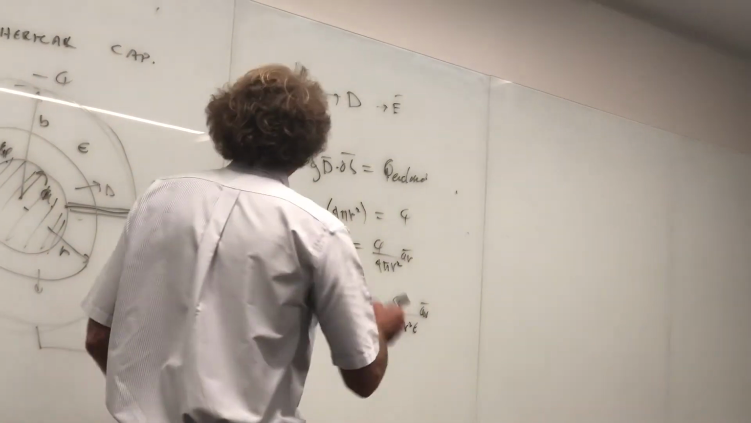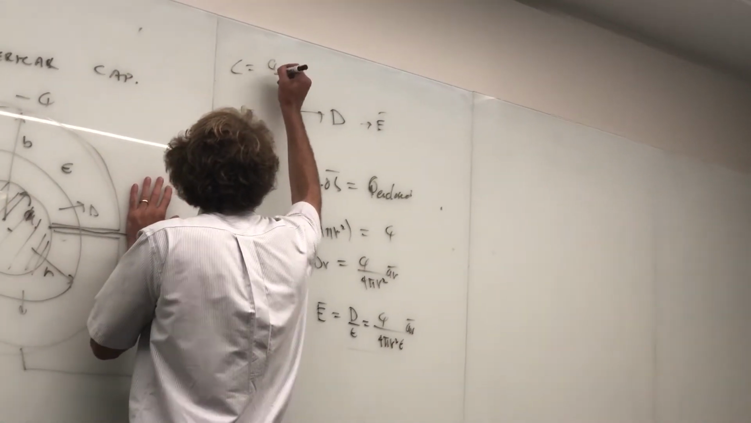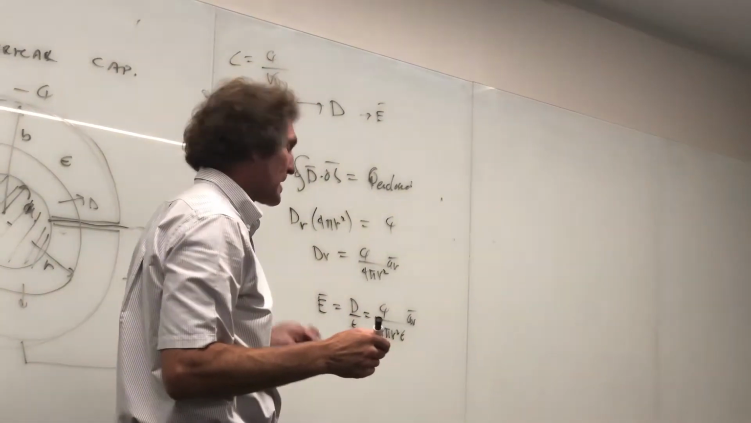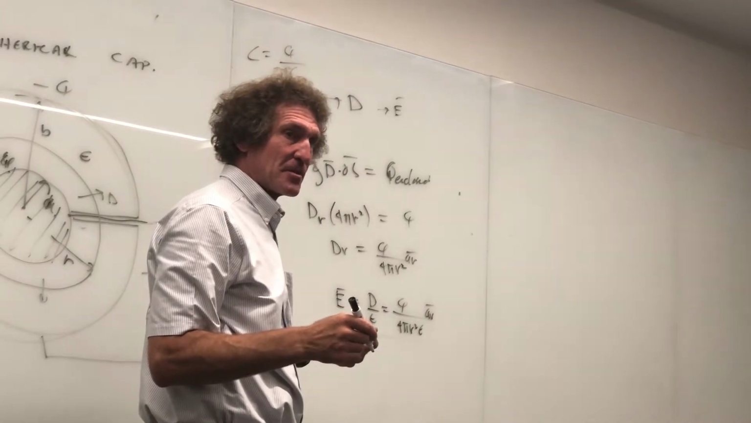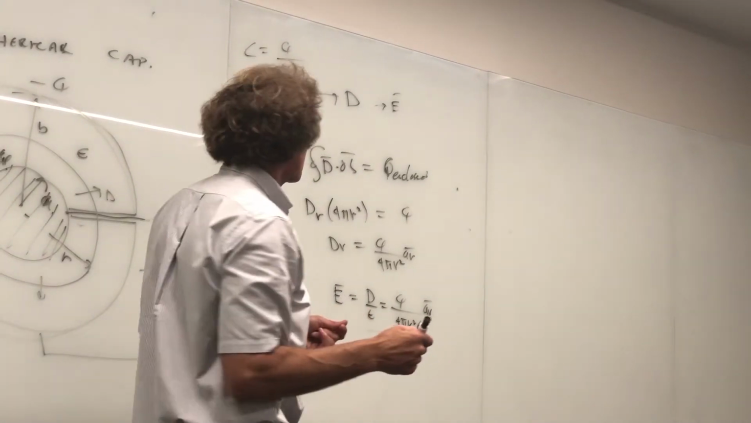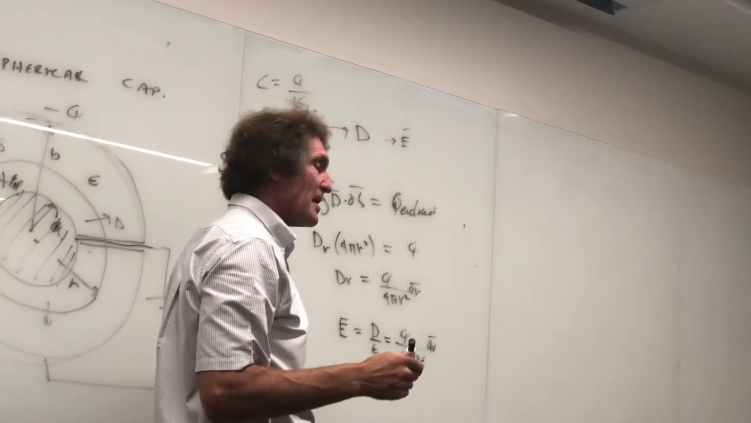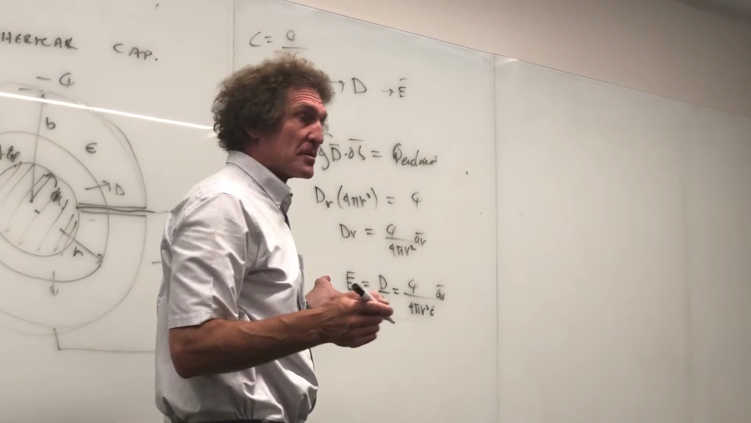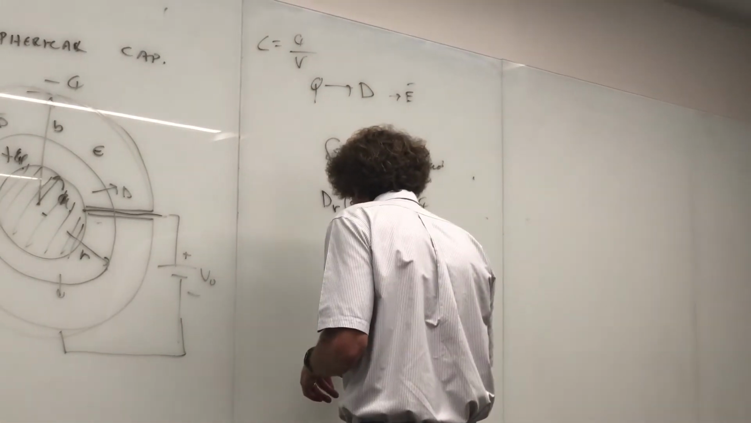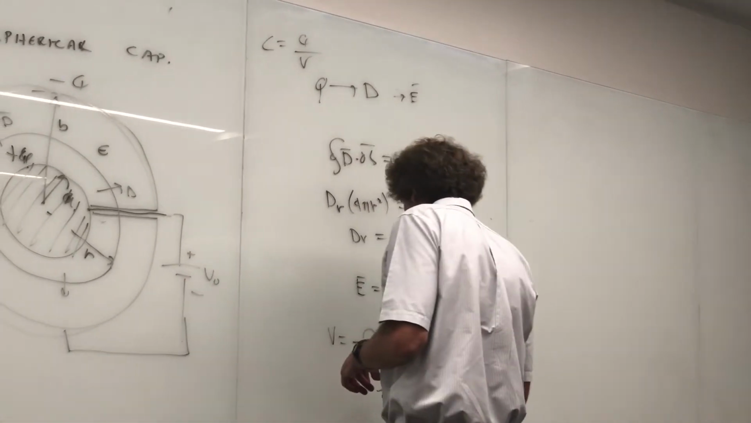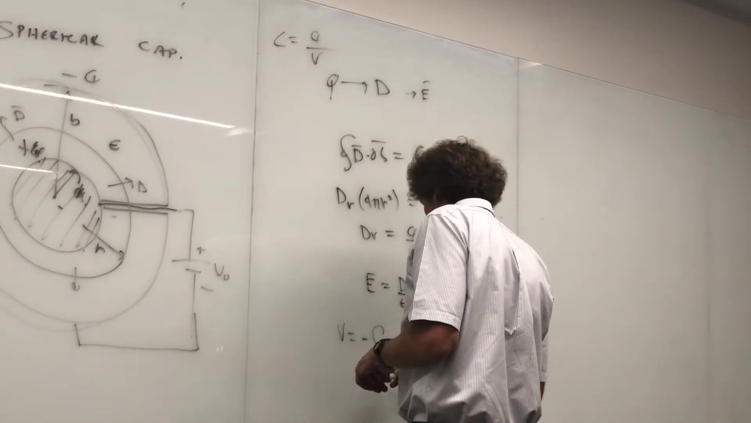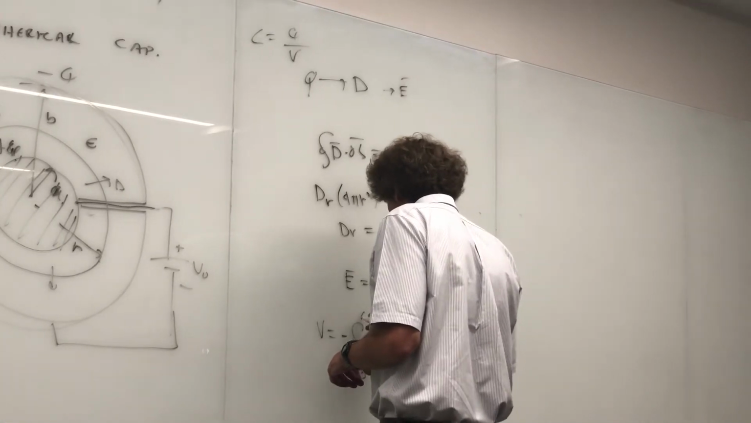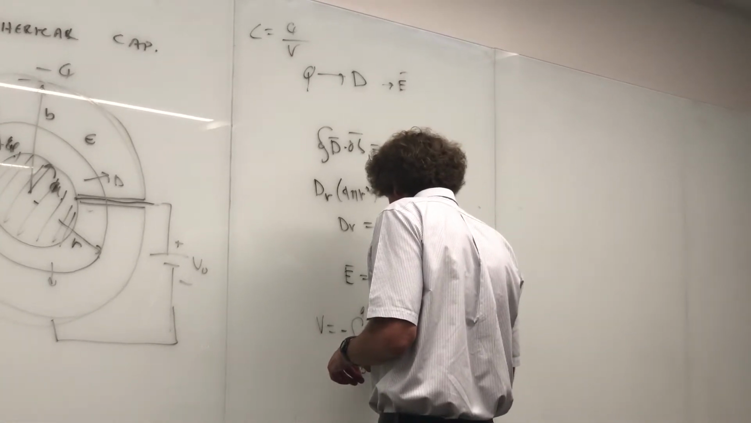So now I have E. Now remember, the capacitance is equal to charge over voltage, right? I assume charge, I'm after voltage. What's the next step to get the voltage? You see it, I'm sure. We got E. How do you get voltage? Gradient. Well, E is equal to minus the gradient of the voltage, or we could say the voltage is equal to minus the integral, right? From the inner to the outer, or from the outer to the inner. In this case, from B to A of E dot dl.